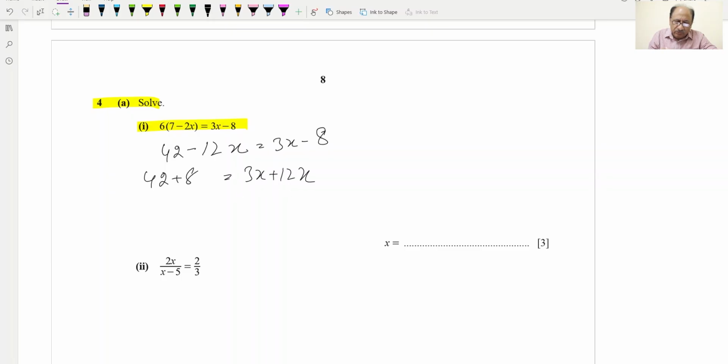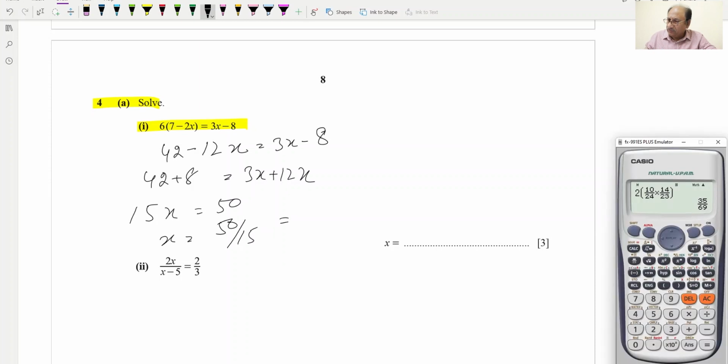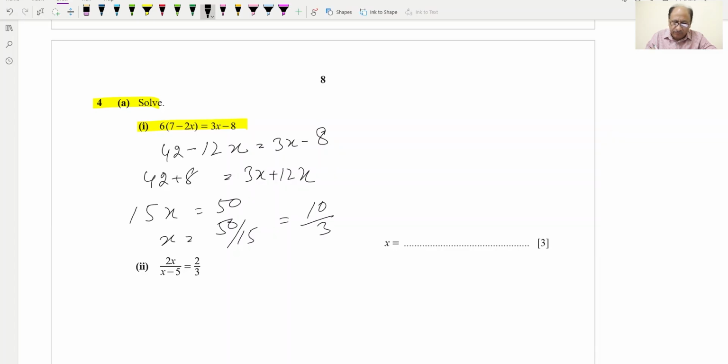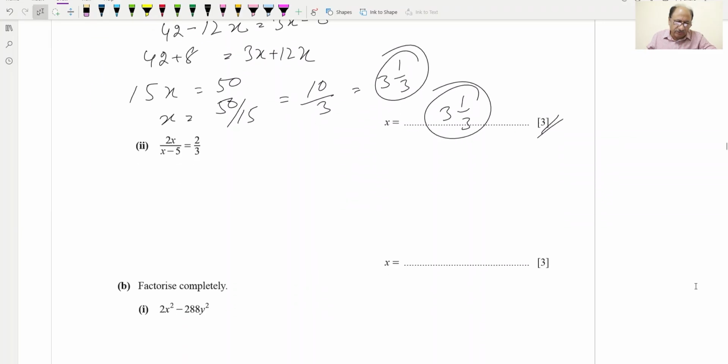So we can write this on the side: 15x is equal to 50, and x will be equal to 50 divided by 15, and 50 divided by 15 is given as 3.3 recurring, or we can write this as 10 over 3 by cancelling, and it will be 3 whole 1 by 3 as a mixed number. So this will be our final answer, 3 marks.